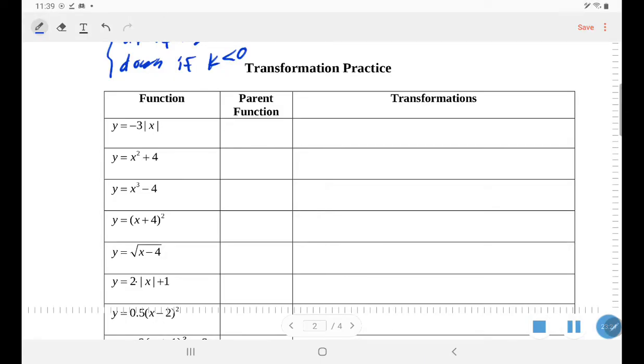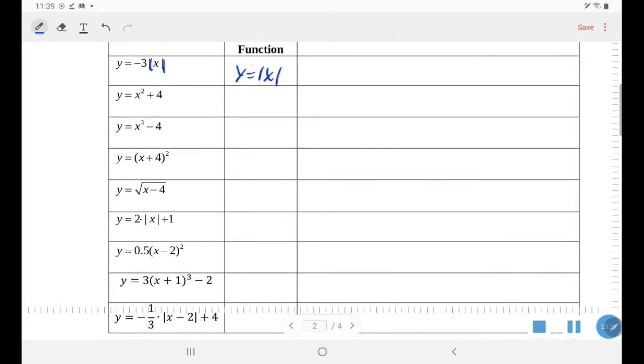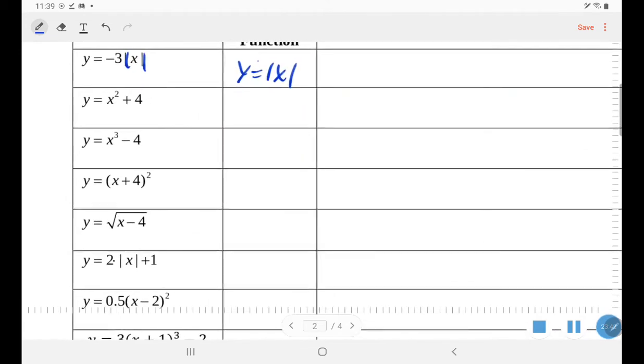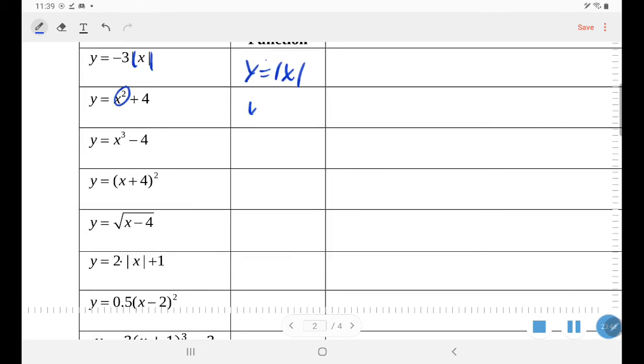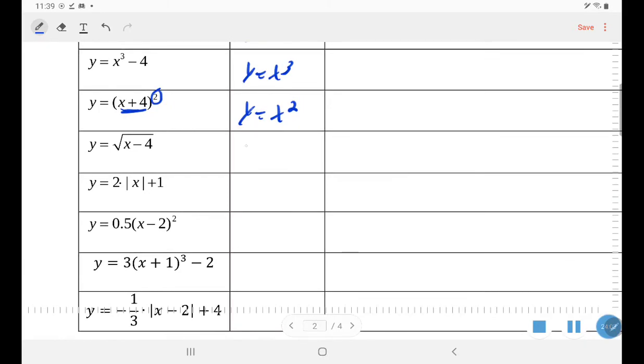Okay then, so let's go ahead and practice just writing down a couple of things. So first, what is the parent function here? Well, I see an absolute value of x. So my parent function is y equals absolute x. Let's just go and fill those all in. Here, my parent function is y equals x squared. It's my quadratic. Next one is my cubic. Next one has a squared, and it's got one of those h's in it, so this one is also a quadratic parent function. Next one is your square root parent function.